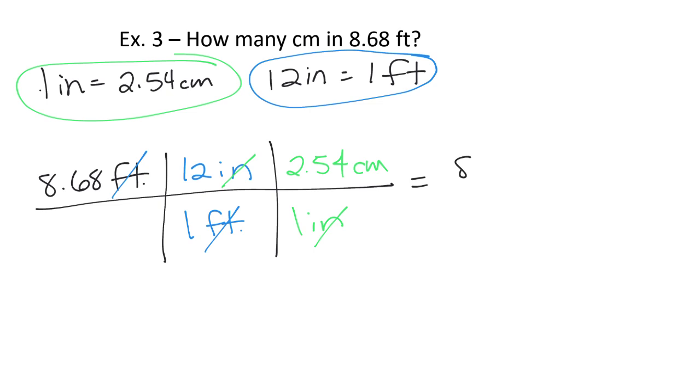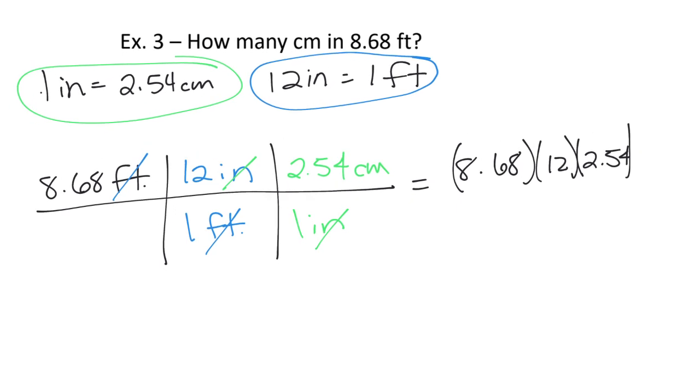Now we're going to do the multiplication. So we're going to take 8.68 times 12 times 2.54. And we get, when we do the math, 264.5664. Whoops, why did I do that?